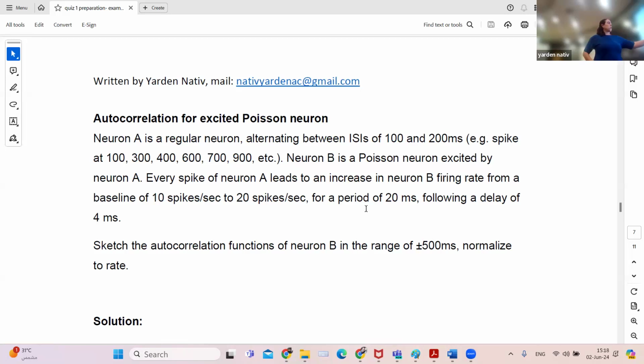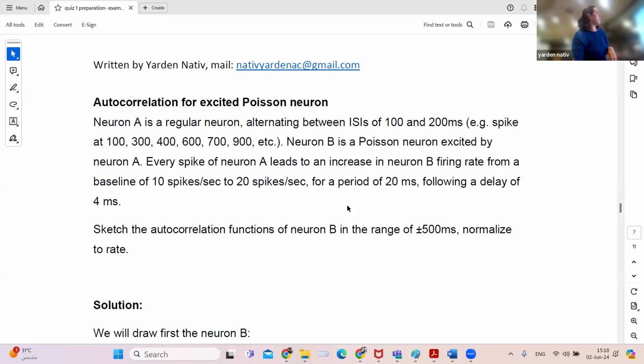And besides, it's not just an oscillating one, right? So you need to sketch the autocorrelation function of neuron B in the range of plus minus 500 milliseconds and normalize it to rate. And I think another question here was, what is the cross correlation from A to B and from B to A, or something like that, and we can solve it.